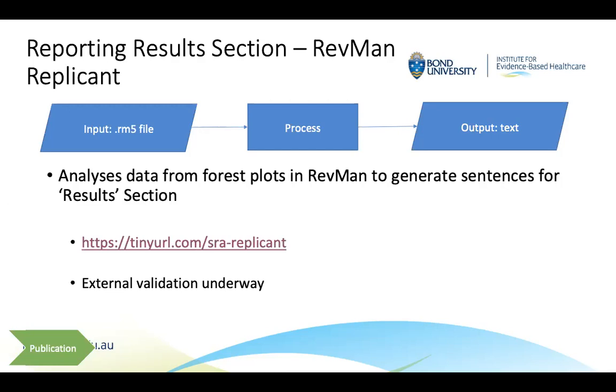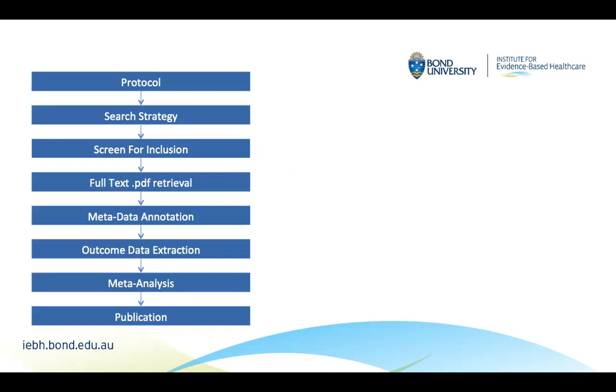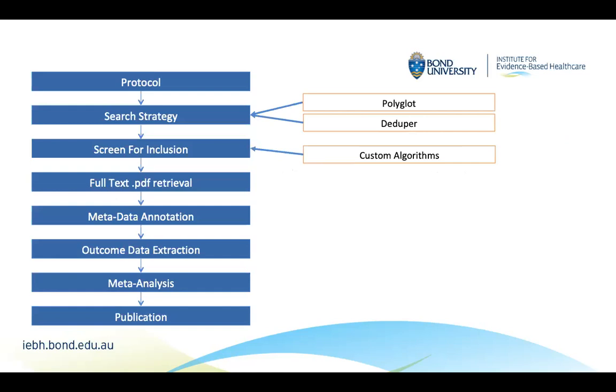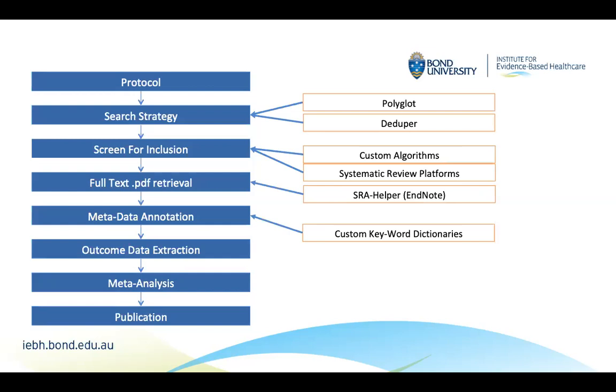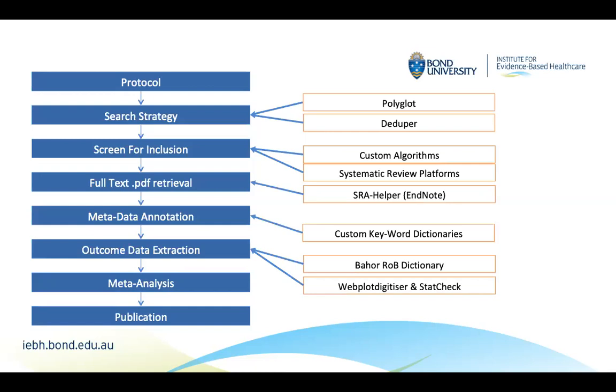Oh, you've written up your results. You've done your systematic review and your meta-analysis. So some of the tools that I've covered today are Polyglot for translating your search strategies across databases. The deduplication algorithm, which you can use in addition to EndNote and be left with the unique citations. Custom algorithms and systematic review platforms for screening citations for inclusion. EndNote helper to help you retrieve your full text PDFs. Custom keyword dictionaries and risk of bias dictionaries. And WebPlotDigitizer and StatCheck to help you extract data from graphs and statistical data, and RevMan Replicant.